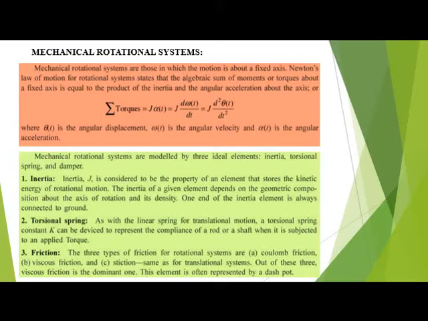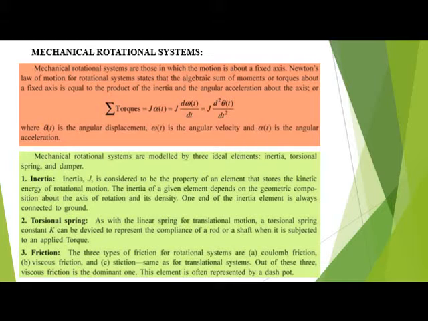Therefore, for the mechanical rotation, the summation of torque is equal to J into alpha of t, where J is the moment of inertia and alpha of t is the angular acceleration. In terms of angular velocity, J into d omega by dt, that is equal to J into d square theta by dt square, where theta is the angular displacement, omega is the angular velocity, and alpha of t is the angular acceleration.